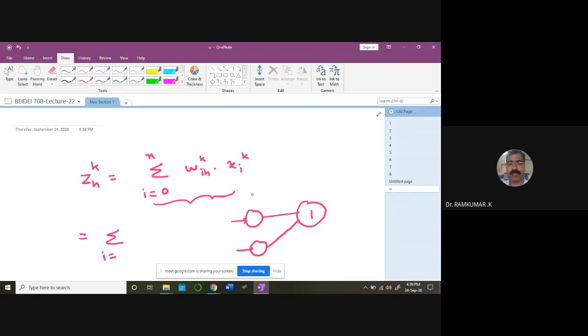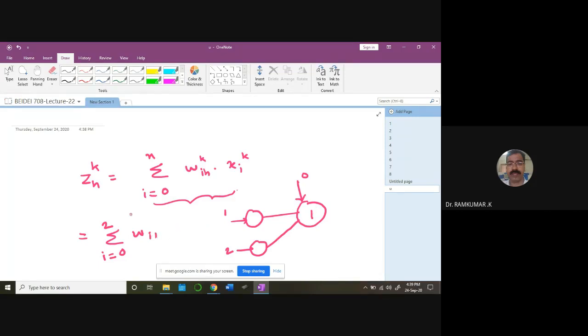Bias is also there. Okay, the same bias. Remember that. So I is going to vary from 0 to 2. Now W_IH, the X0 input, is going to be 1 always.